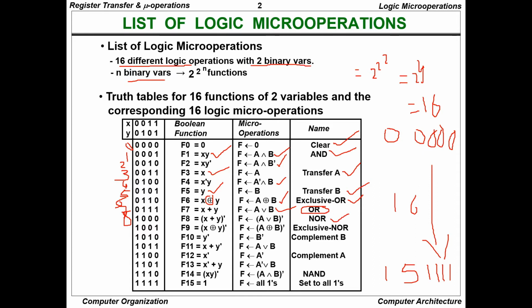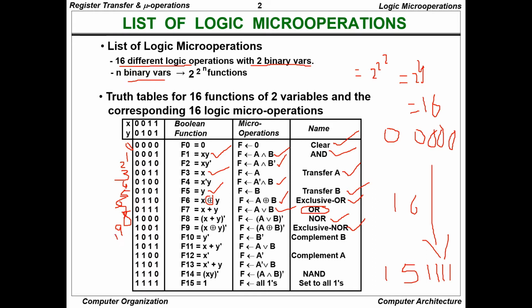Coming to the 9th operation, that is F9. F9 equal to X XOR Y to the whole bar. So from the micro operations perspective, F tends to A XOR B to the whole bar, which is nothing but exactly the opposite of XOR, that is exclusive NOR.